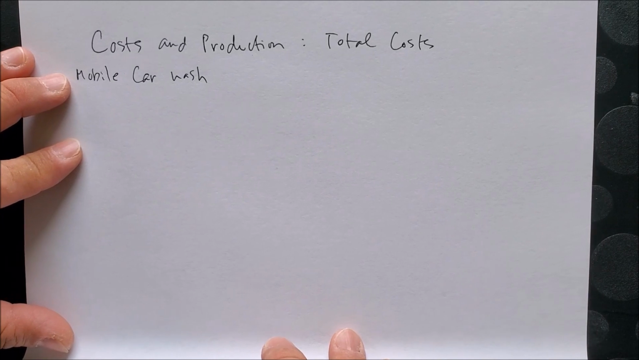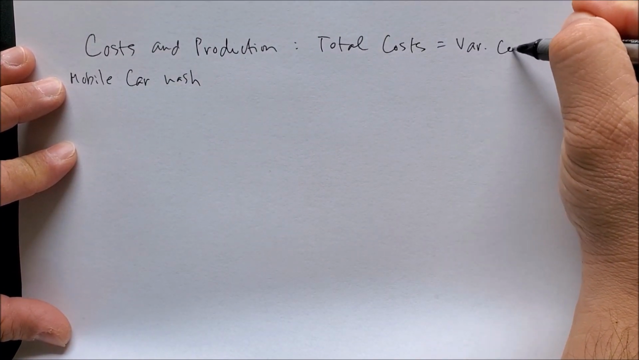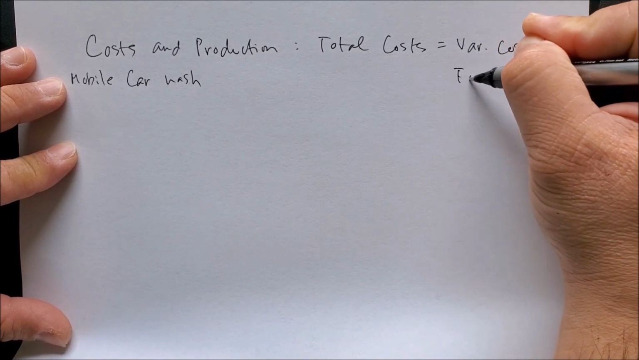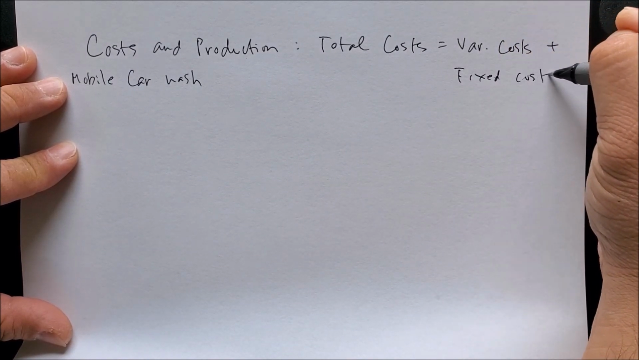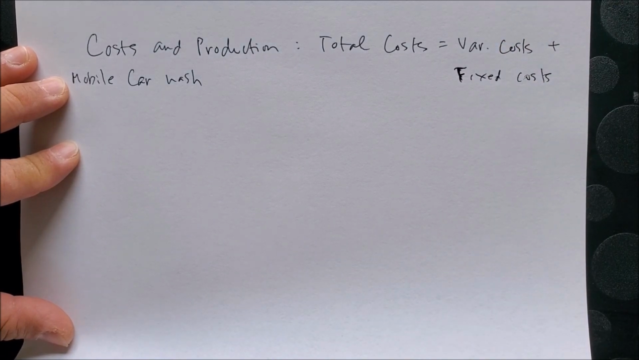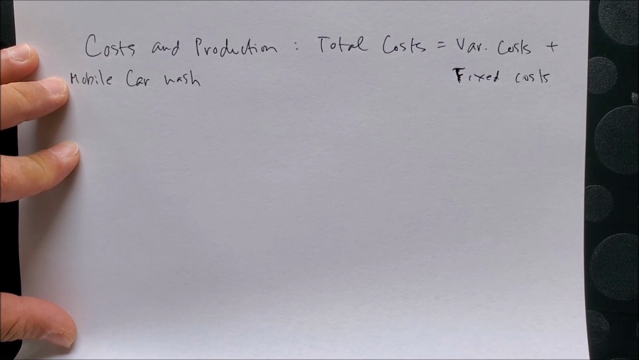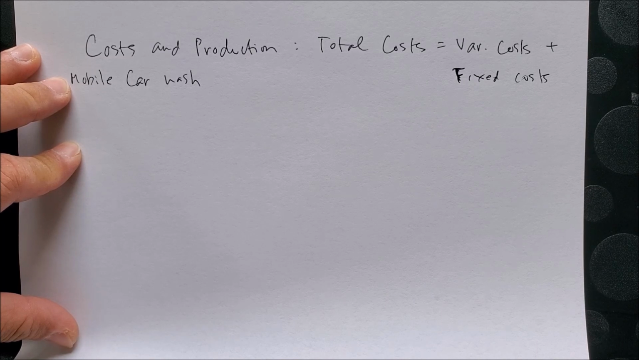Now with total cost, we know that this is a function of variable costs plus fixed costs. There are a lot of examples of variable costs, such as the inputs to make a final good. By definition, it is the amount of money a company or a person would spend when there is an increase in production. So it varies based upon the production.